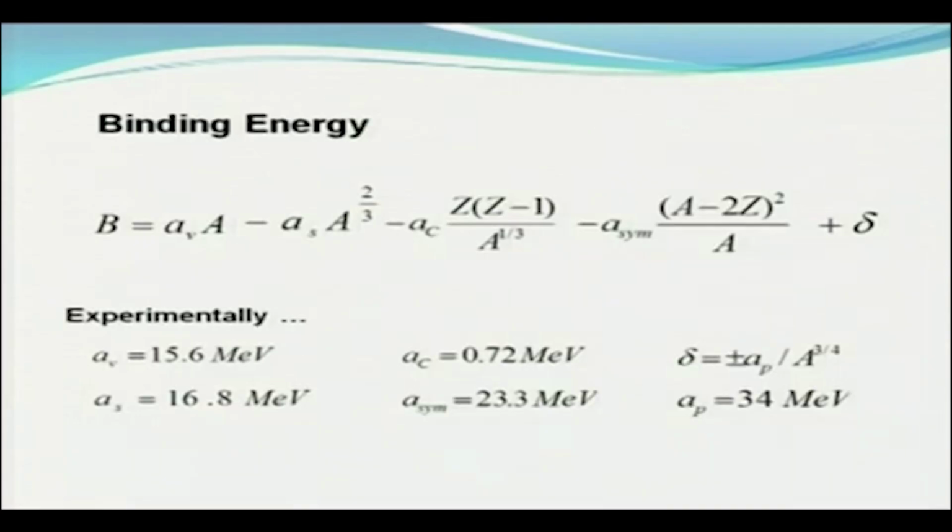Now, experimental determination of these constants tells us that they have these values. A_v, the constant in the volume term, is equal to 15.6 MeV. All of these have energy units. A_s, the surface term, has 16.8 MeV value. A_c is more or less equal to 0.72 MeV, and the symmetry term is 23.3 MeV, and the A_p constant which appears in the pairing term delta is 34 MeV.